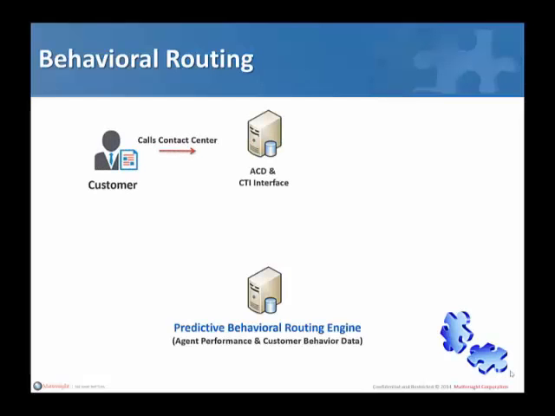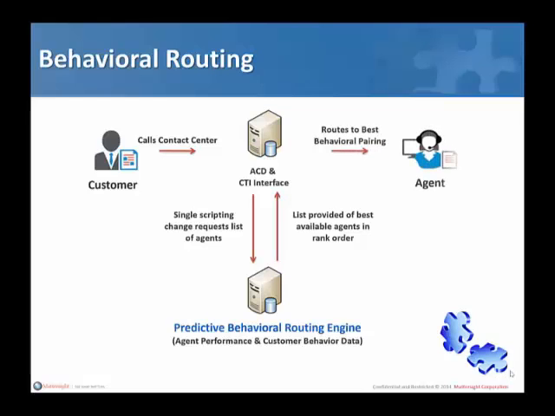The way the application works is the call is going to come into your ACD as it does today. Once the ACD determines the skill group, there's a simple script that gets written between the ACD and Mattersight's predictive behavior routing. Essentially what happens is it passes us the phone number, we look into our database, determine the personality of that particular caller, look at the agents who are currently available who can take that call, and then we send a list back to that ACD of the best agent who's available to take that particular personality style. Then the ACD routes that call to the best agent as it does today.